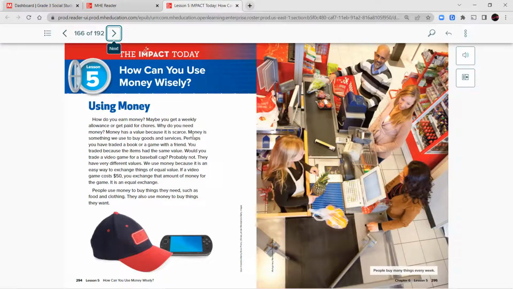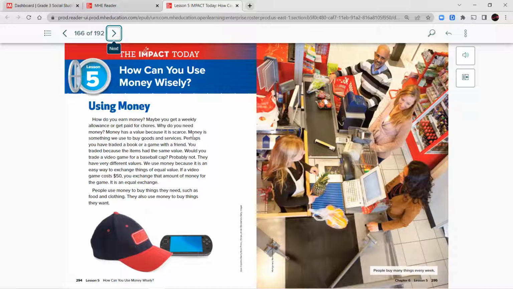Perhaps you've traded a book or a game with a friend. You traded because the item had the same value. Would you trade a video game for a baseball cap? Probably not. They have different values. We use money because it's an easy way to exchange things of equal value. If a video game costs $50, you exchange that amount of money for the game. It is an equal exchange.